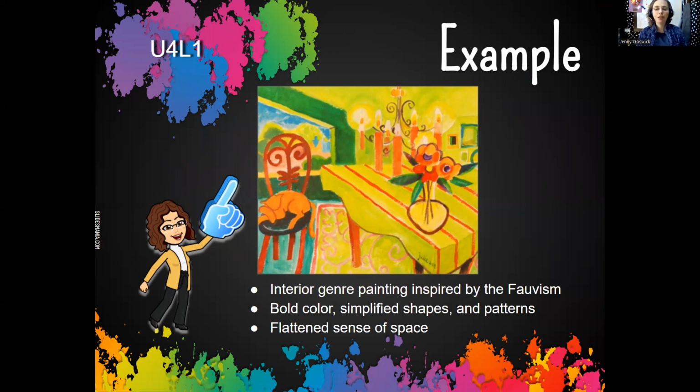You can also see how the artist tilts the table at kind of a weird angle and flattens the picture plane. The chair does not look like it would be very sturdy to sit on. It almost looks like it would tip over and kind of fold in on itself. And that was typical of this style. So this is kind of the goal of where we're headed.